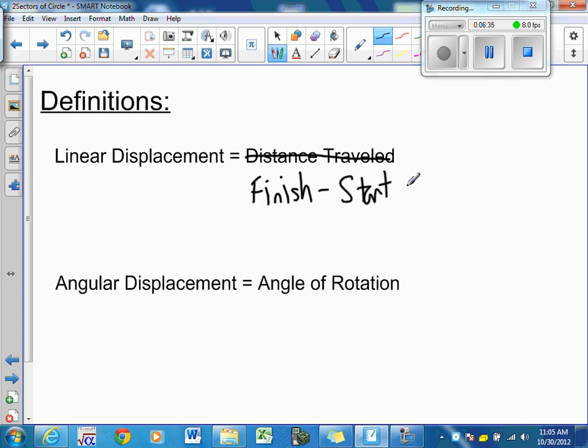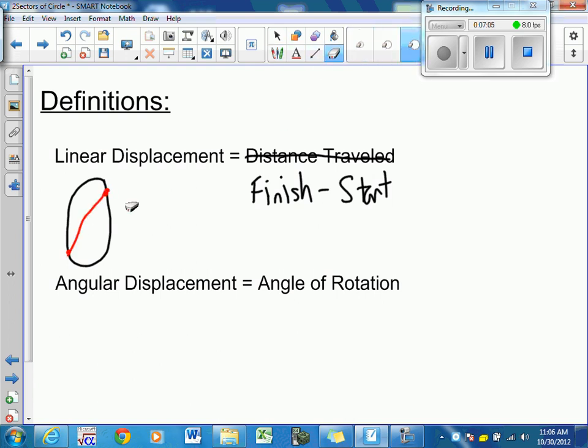If you imagine for a second, here's our track, and you ran the 200 meters, and you went from here and you finished there, we could think of our displacement as where you finished minus where you started, and if you measured it, it would almost be in a straight line. So usually we talk about this in a straight line, but for us, to keep it simple, we're just going to think of linear displacement as distance traveled. How far did you go?